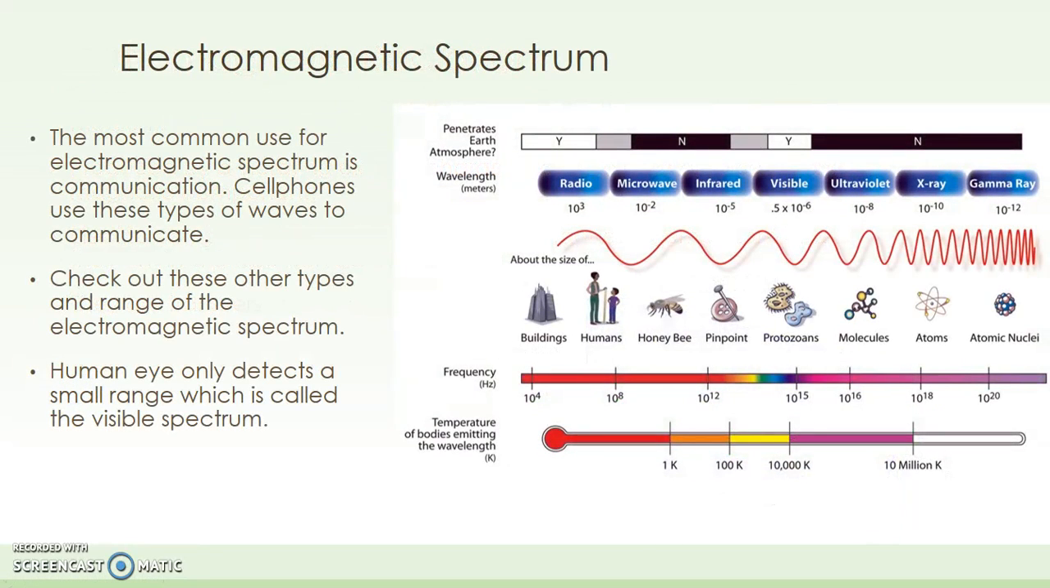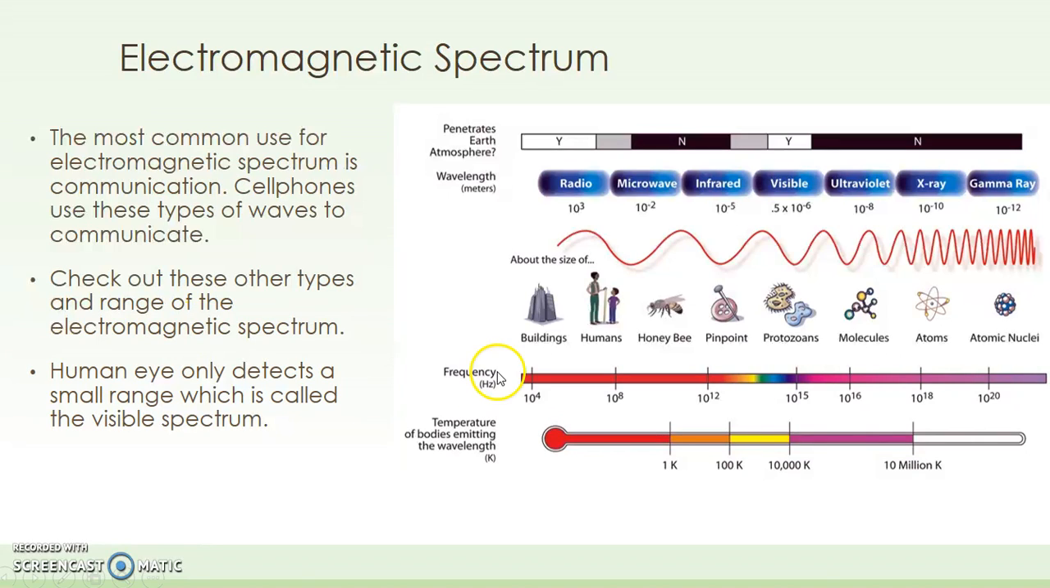Here's a picture of the electromagnetic spectrum. The most common use for the electromagnetic spectrum is communication. Cell phones actually use these types of waves to communicate with one another, so I'm pretty sure that all of us use this on a daily basis. Check out some of the other types in the range of the electromagnetic spectrum in the picture on the right-hand side. Remember that human eyes can only detect a very small range, which is known as the visible spectrum.